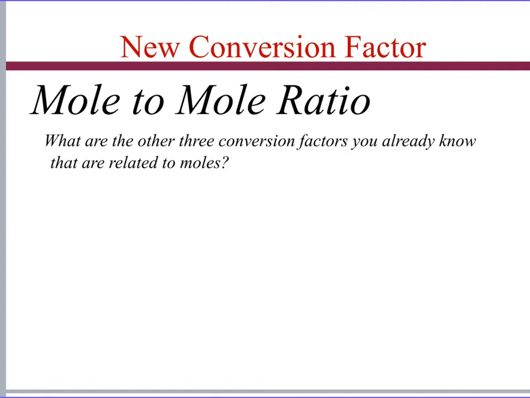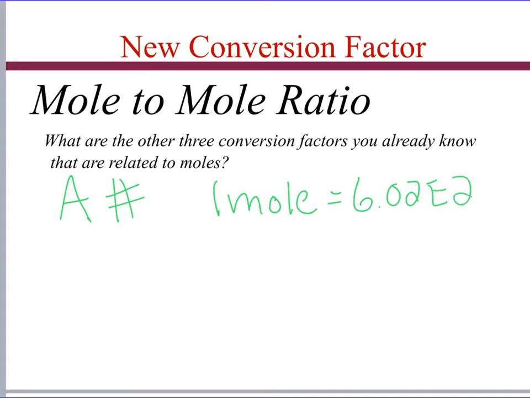Okay, and here's a question for you. What are the other 3 conversion factors that you already know relate to moles? We should be able to get these by name and then also write an example. So the first one is Avogadro's number. And Avogadro's number says that 1 mole is equal to 6.02 e to the 23 particles. Okay, it's the way we count small things.